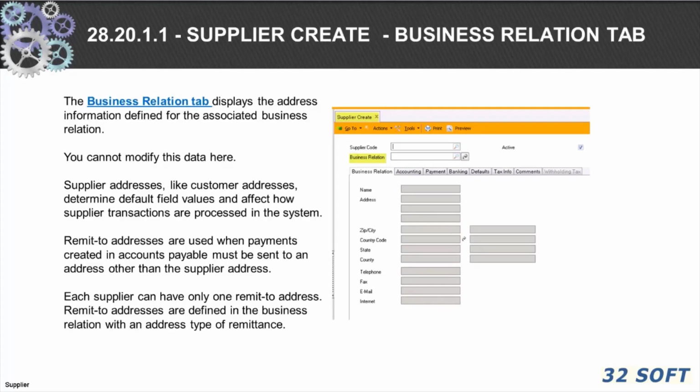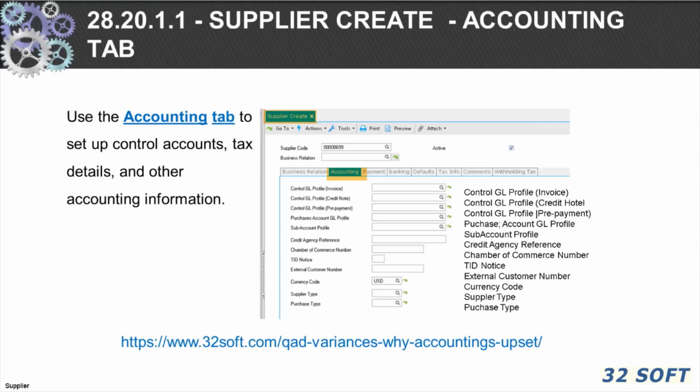The Business Relationship tab in 2820.1.1 Supplier Create displays the address information defined for the associated business relationship that you have created for the supplier. Use the 2820.1.1 Supplier Create Accounting tab to set up controls for accounts, tax details, and other accounting information.